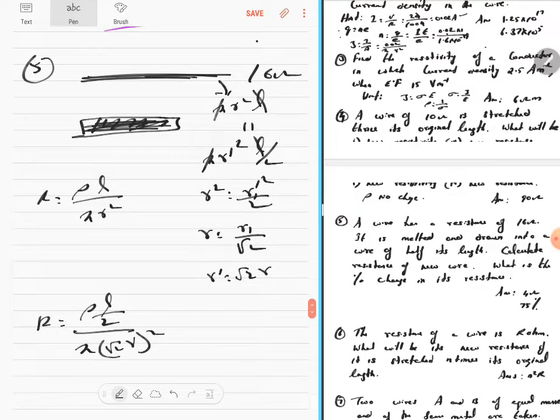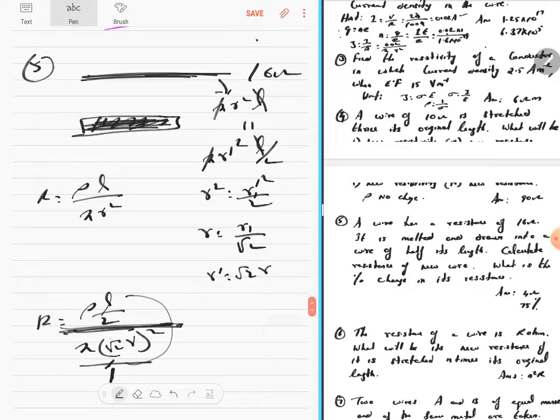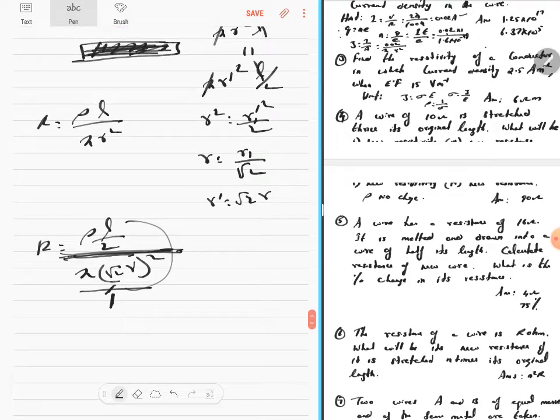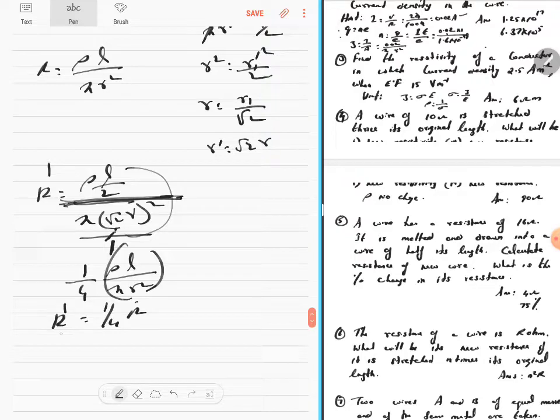You can imagine that this root 2 squared will become 2. And there's a big pi here, so it will go down, sorry. The 2 from the length and the 2 below become 2 times 2, which is 4, so it will be 1 by 4 into rho into L by pi r square. This itself is the original resistance, and the new resistance therefore is 1/4 of the original resistance. Are you clear? Our new resistance is 1/4 of the original.